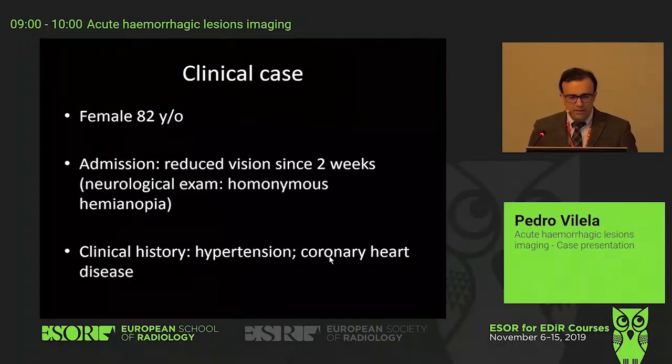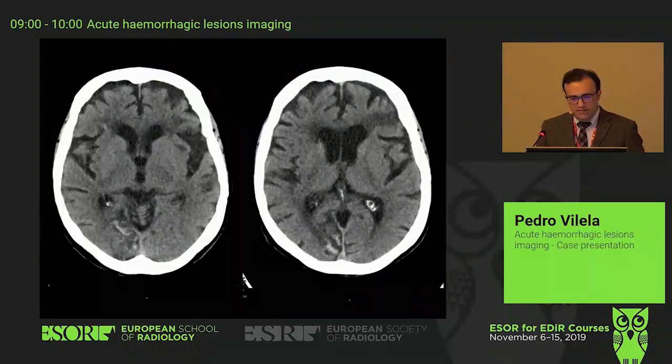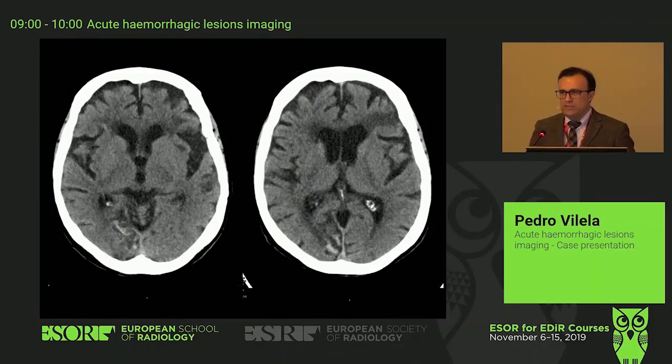Okay, another patient, 82 years old, female. She had a reduced vision since 2 weeks. At neurological examination, actually it is a homonymous hemianopia. The patient has hypertension and coronary heart disease. And this is the CT. What are we seeing here? This hypodense lesion in the left frontal area. Right here. Does this explain the symptoms of the patient?